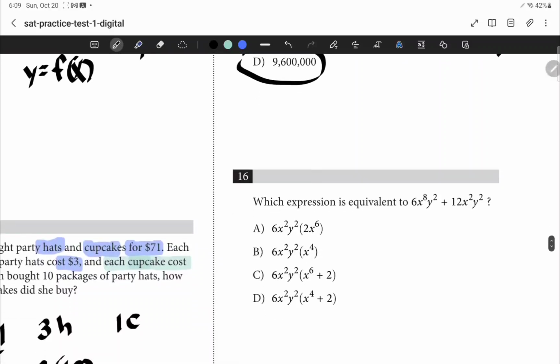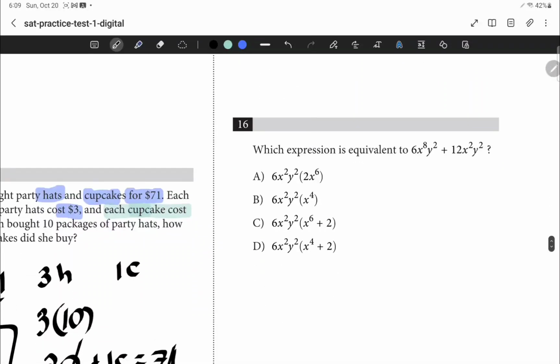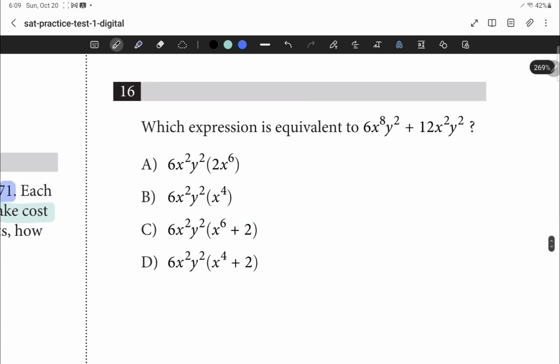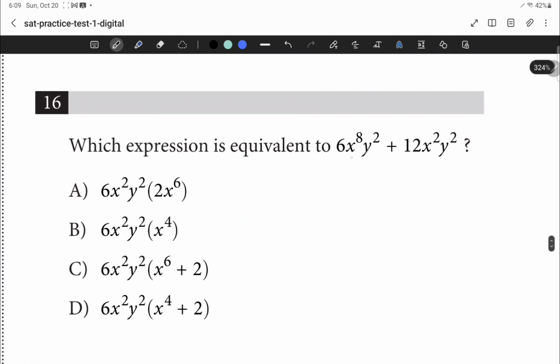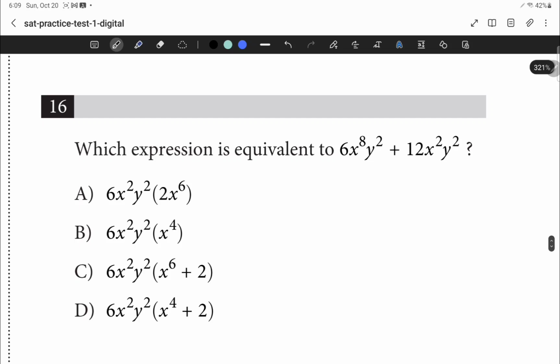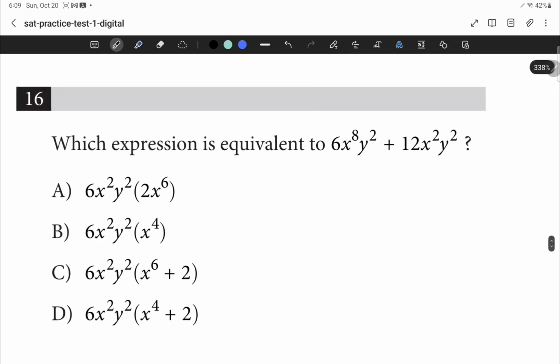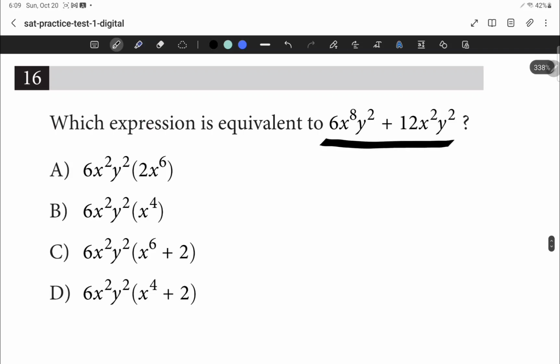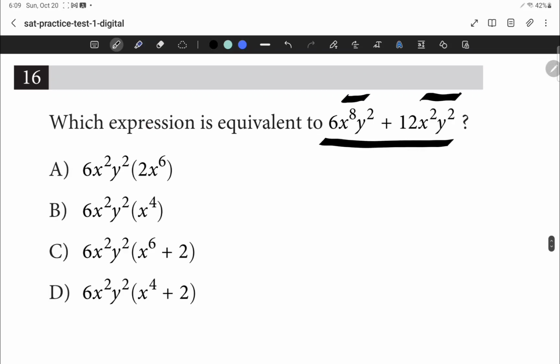All right, so let's go to the next one. Now, which expression is equivalent to that? Such a pain. But if you remember, we have been doing this. This is combining like terms, and I actually like this one because it's stuff that we've done already. Over here, nothing can combine because this term is not the same as this one, so we leave it like that.